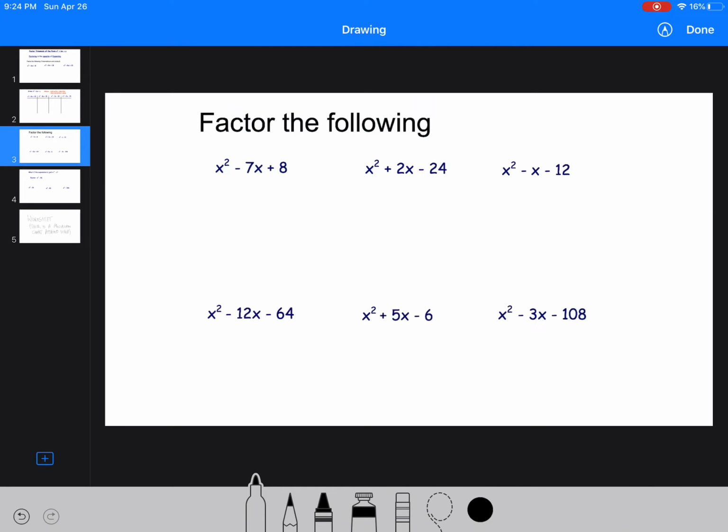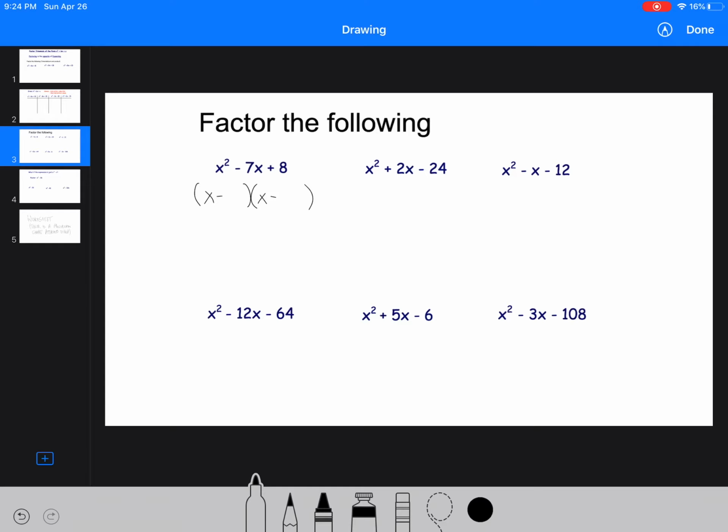So if we factor these, we're always starting the same. Now we've got a plus at the end, so that tells me that both of these are either positive or both of them are negative. But the sign in the middle is going to be negative.